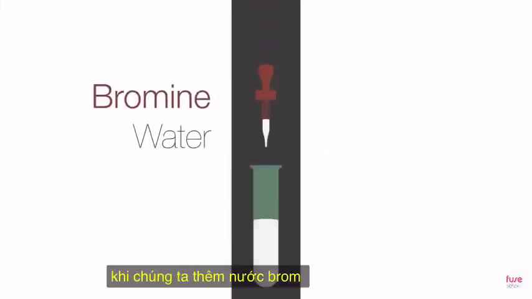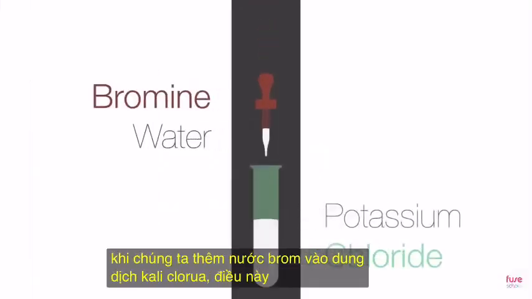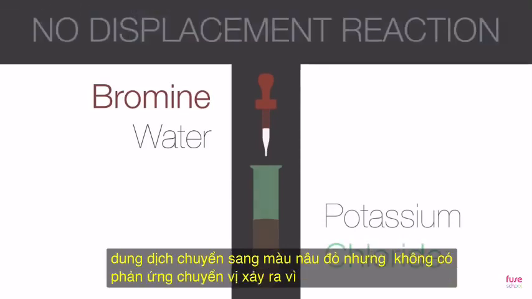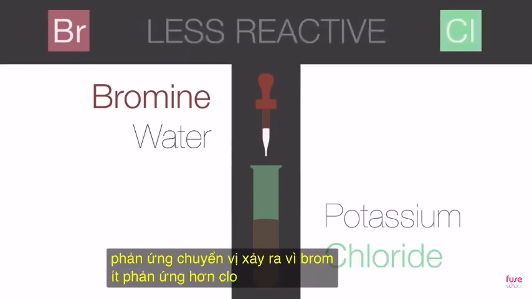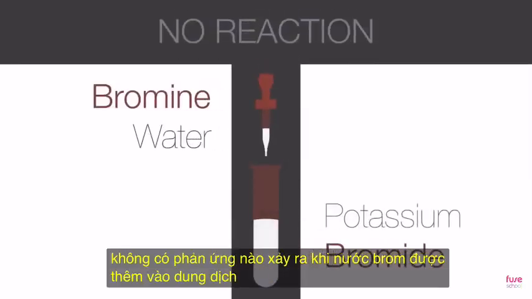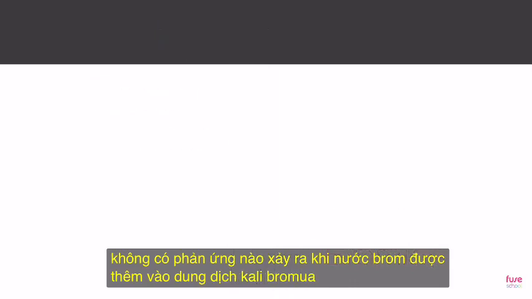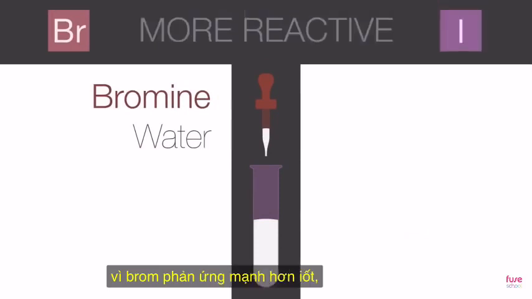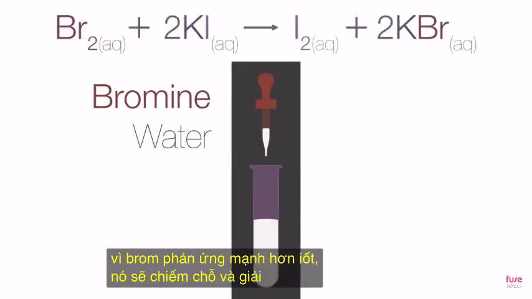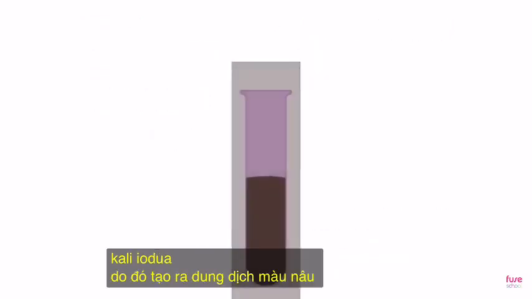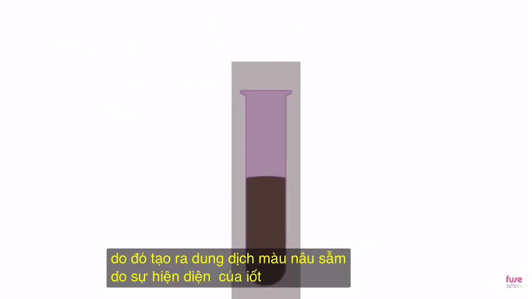When we add bromine water to aqueous potassium chloride, this causes the solution to turn reddish-brown, but no displacement reaction occurs as bromine is less reactive than chlorine. No reaction occurs when bromine water is added to aqueous potassium bromide. As bromine is more reactive than iodine, it will displace and liberate iodine in potassium iodide. Therefore, a dark brown solution is produced due to the presence of iodine.